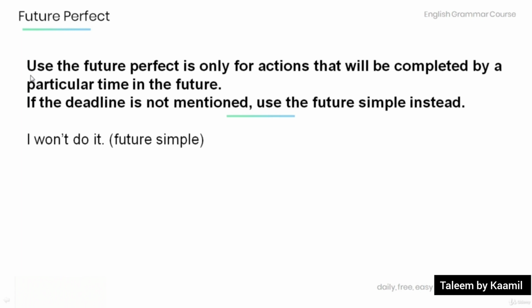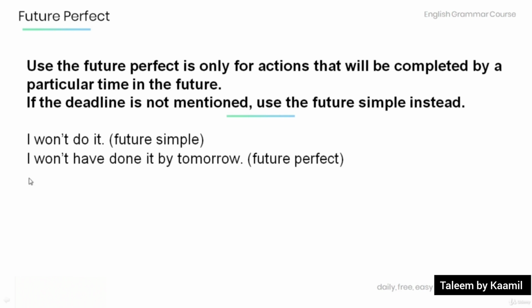Also remember that the future perfect is only used for actions that will be completed by a particular time in the future. Now, if the deadline is not mentioned, make sure to use the future simple instead. Now read the following sentence, which is in the future simple, and provide the future perfect form of the sentence. I won't do it. I won't have done it by tomorrow.